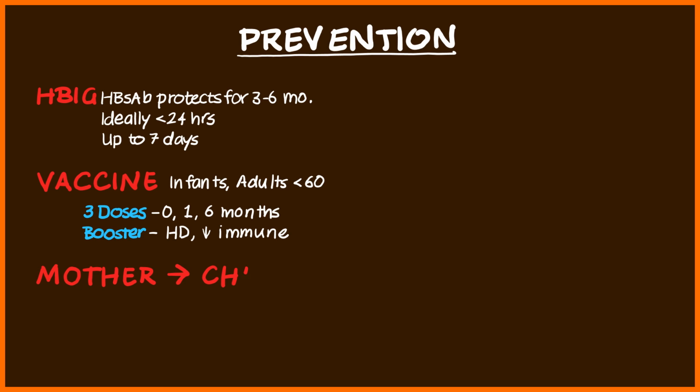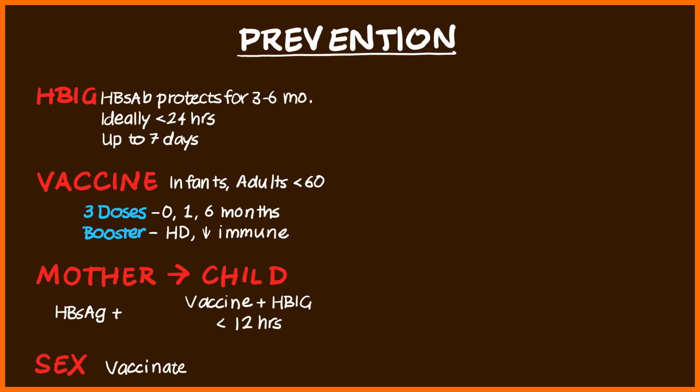Some scenarios to look into. In the situation where you have a mother who's pregnant and she's surface antigen positive, the moment that she has a child, you want to vaccinate the child and give them immunoglobulin within 12 hours after birth. This is important because it can reduce progression substantially to acute or chronic hepatitis B. If someone has sexual contact and they're not vaccinated, just go ahead and vaccinate them. That is protective, but of course continue to monitor and do the STD workup as well.